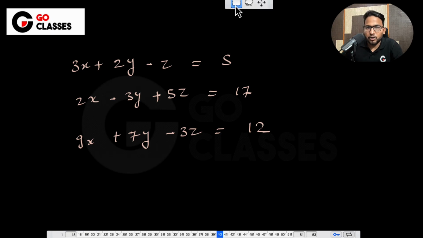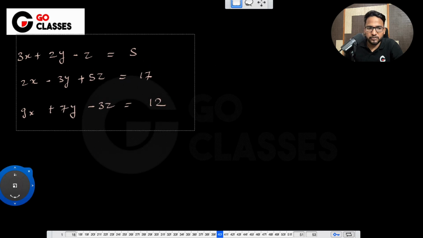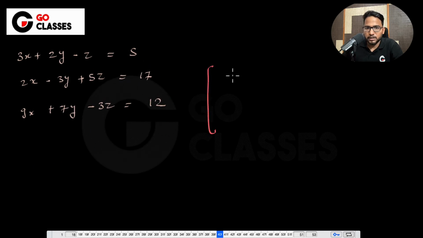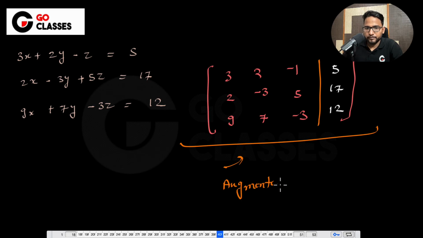Now you need to write the augmented matrix here. Okay, then what will you do? You will just write the augmented matrix in a very simple way. You write the coefficient matrix: 3, 2, minus 1; then 2, minus 3, 5; then 9, 7, minus 3; and then you have the right hand side, which is 5, 17, and then 12. Now this complete thing is called the augmented matrix.